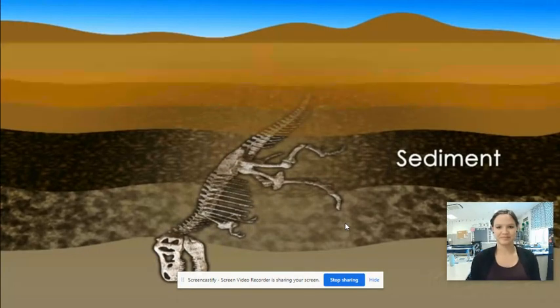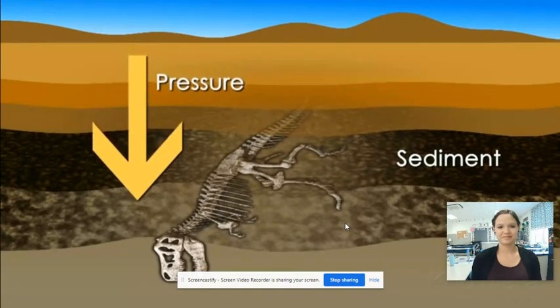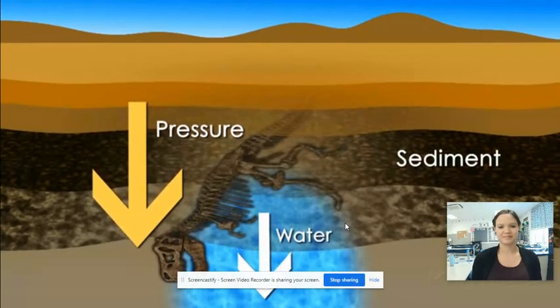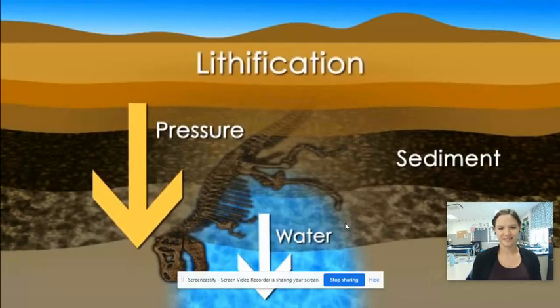Over time, many more layers of sediment accumulate on the skeleton, causing pressure to squeeze out any water left in the bones and to fill in any spaces with minerals. This process, called lithification, results in the stone skeletons we see in museums. Since plants don't have a skeleton, it's much rarer to find a preserved plant. Instead, plants tend to leave a type of fossil called an impression.